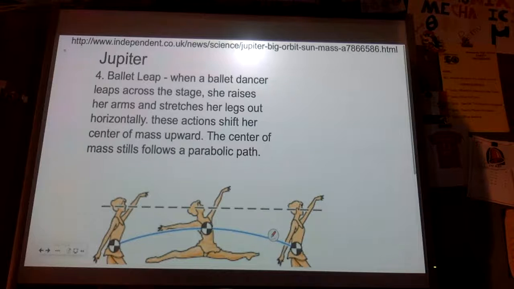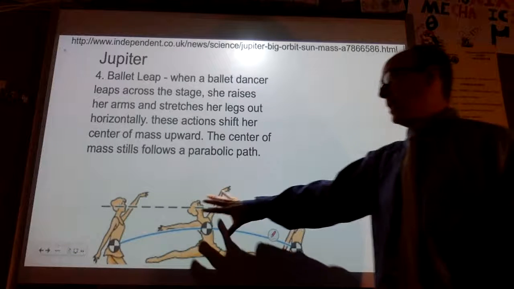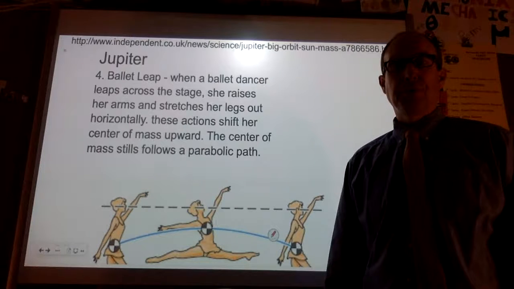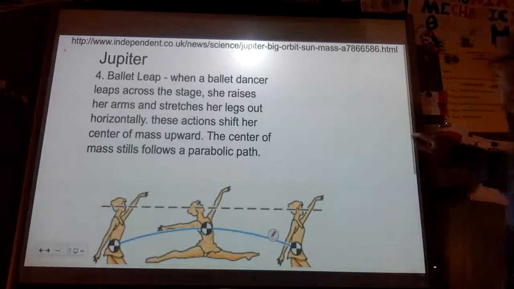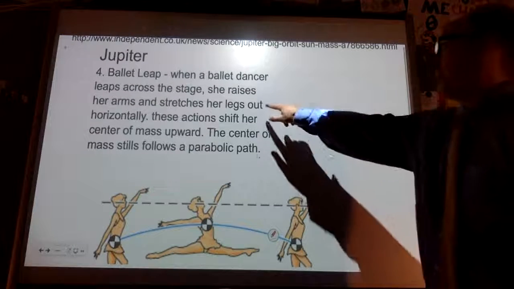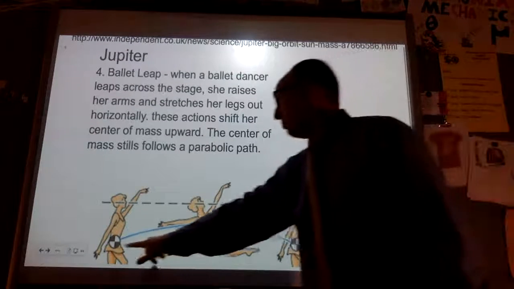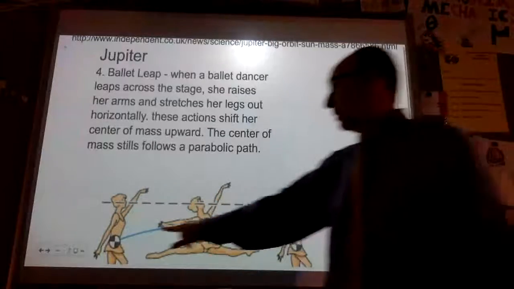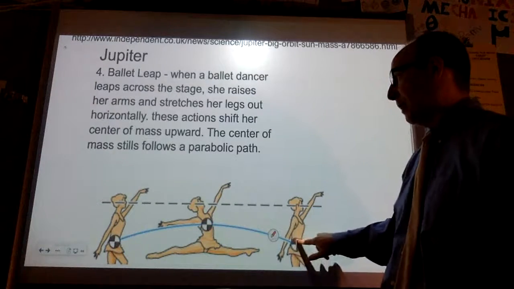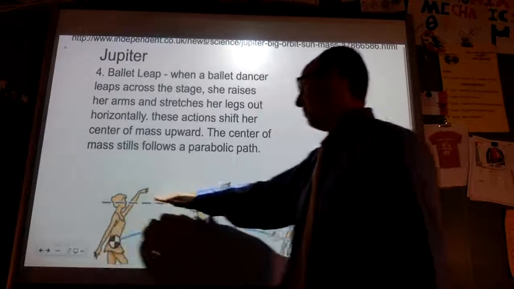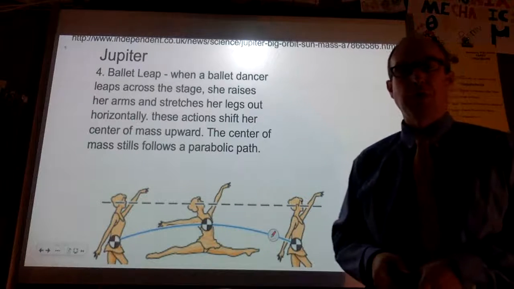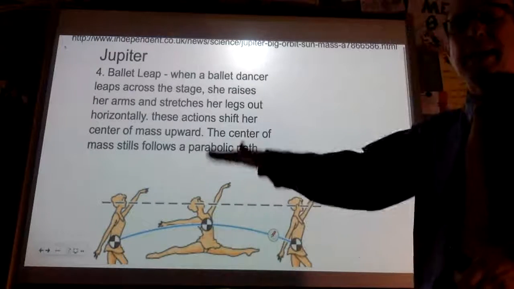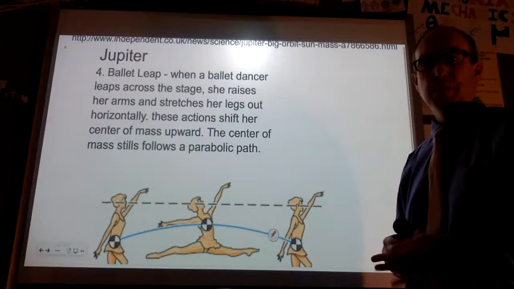The same thing can happen because you can change your shape. You can change where your center of mass is. So when you are jumping in ballet, when you raise your arms and stretch your legs out, that is going to shift your center of mass higher. The center of mass is still following the parabolic path, but it gives the illusion of you floating. You can see how they're showing that the height of her head stays about the same as it goes through. So aesthetically, it looks like they're staying in the air a longer distance.